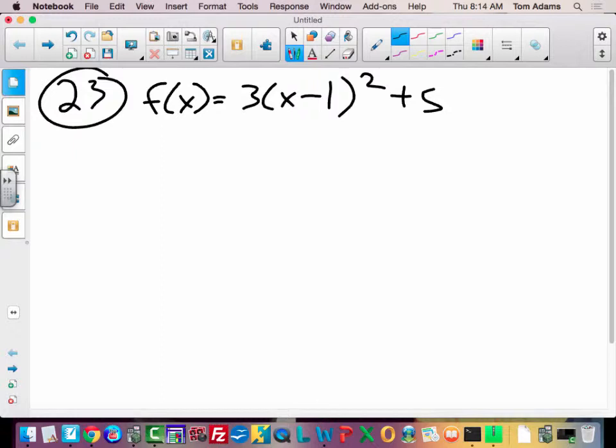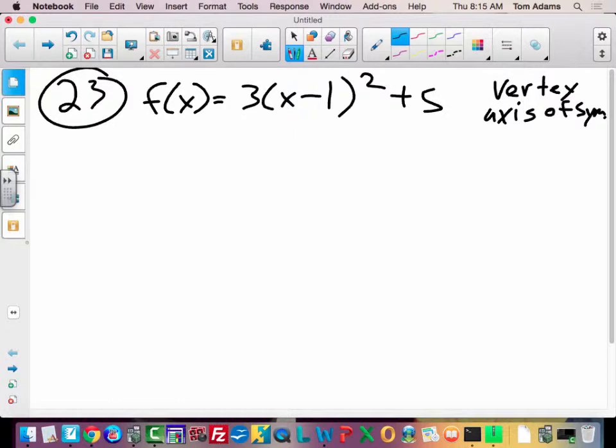All right. That's 21. No. It says find the vertex and axis of the graph. Okay, all right. My apologies. So actually, I said that wrong. This one wants to find the vertex and the axis of symmetry. Okay, ran out of room there.